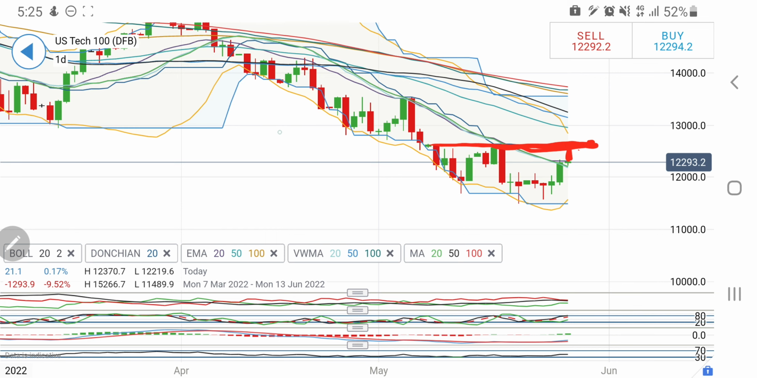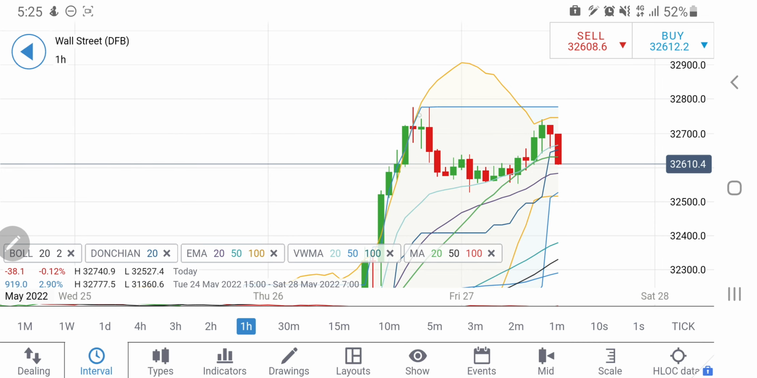Now let's have a look at US30. I told you this morning also that 32,745 is the level which is going to provide a definite resistance. The only long entry is beyond 32,745. It failed to break that level, and now it is trading with a drop.